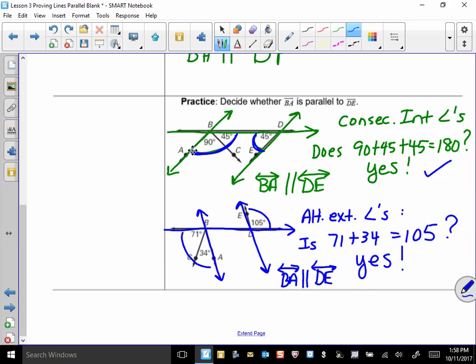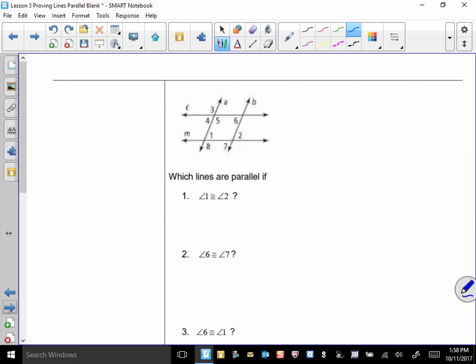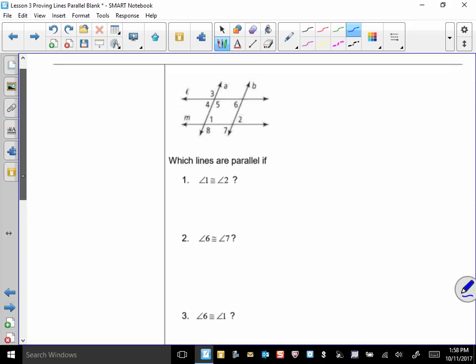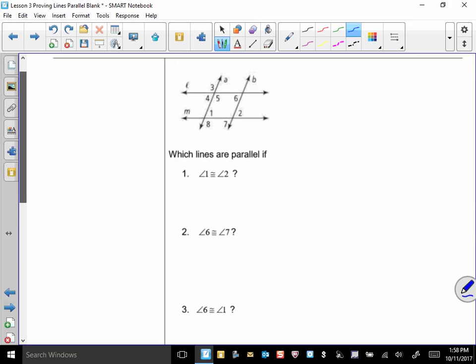And then in our next example, highlight my lines, highlight my transversal. I can see this time that I'm given alternate exterior angles, and indeed, they both measure 105, which means they are congruent, which means BA is parallel to DE again in this example. Okay, what's next? Oh, another problem. Well, we'll just do this together. This is the last one of the lesson.